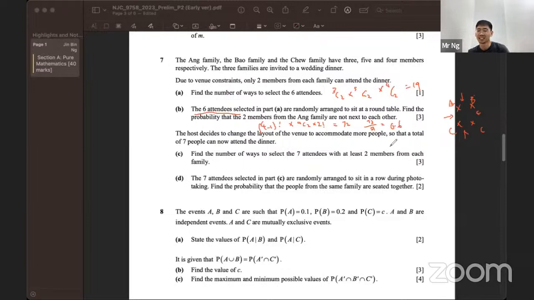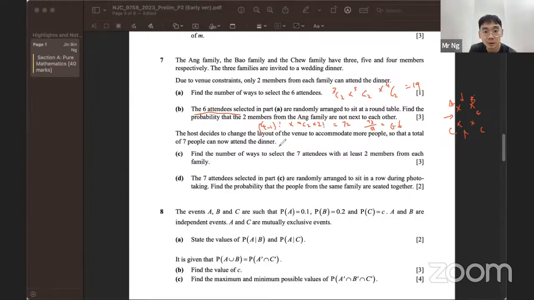So it makes sense because there's 4 of you, and then 4 other persons. So you guys not sitting together is quite high, right? The more people there are, the less chance you will sit together.